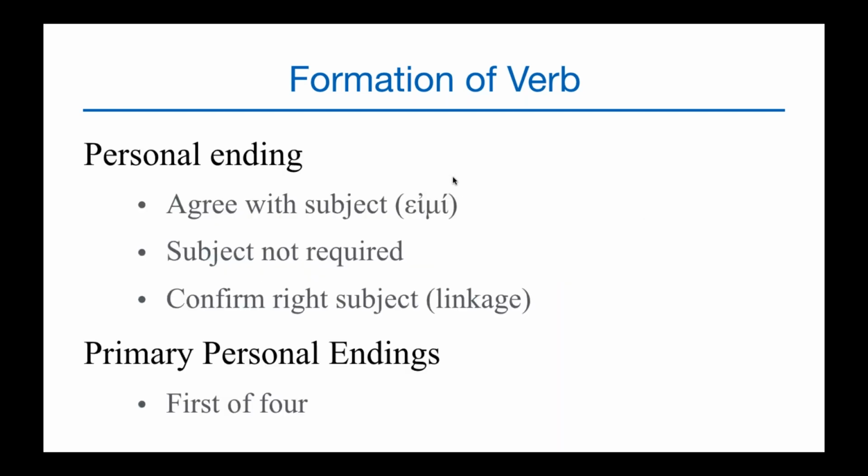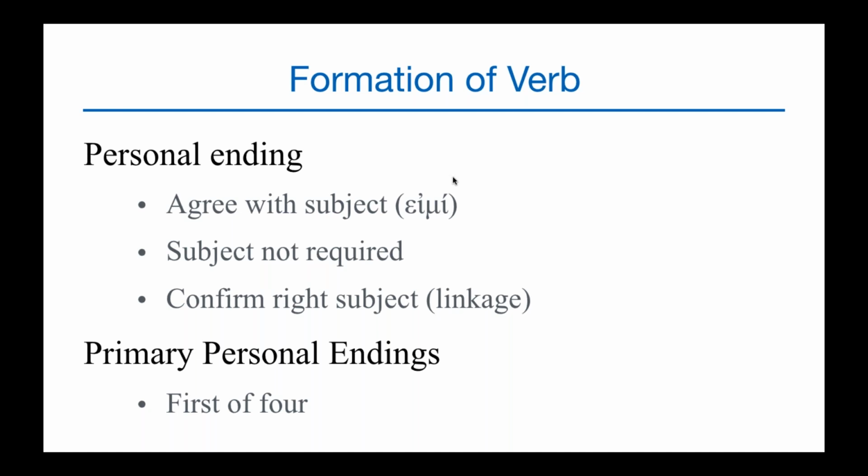Right. Personal endings. They agree with the subject, just like we had with a noun. If you have a second person singular, you're going to have a noun, or you all would be that particular, or the second person singular would be you. You're going to have a second person singular verb also. They're going to agree. All right.